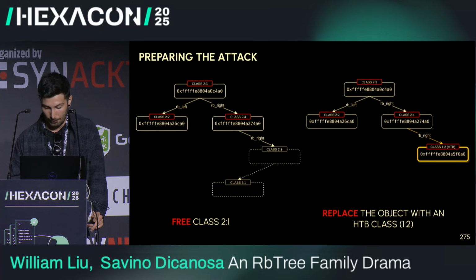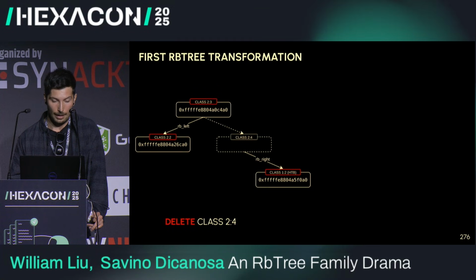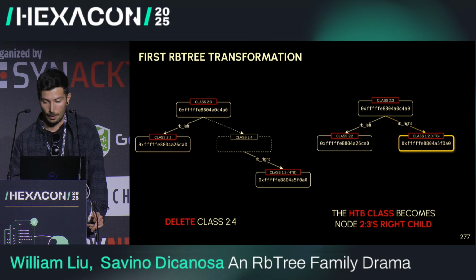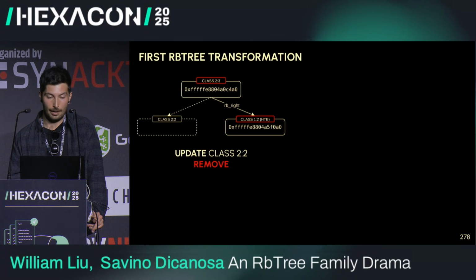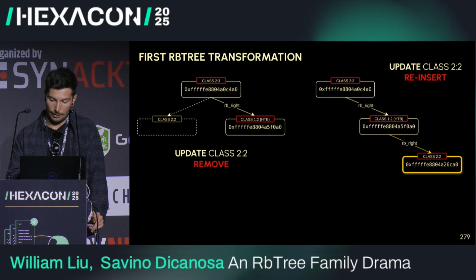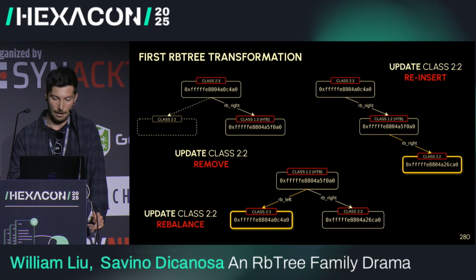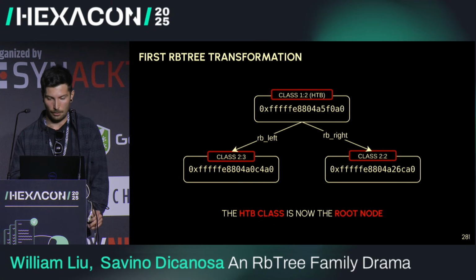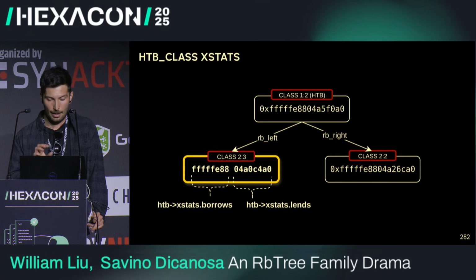So now we just want to delete class 4, and as you can see, the HTB class is moved up and becomes class 3's right child. Now we delete class 2. We want to trigger a tree transformation now, and the class is inserted again on the right side. So now the tree is completely unbalanced on the right side, as you can see. Class 3 is moved down, and now we just achieved the configuration we wanted, because we just managed to overwrite the HTB xstats with a node pointer.